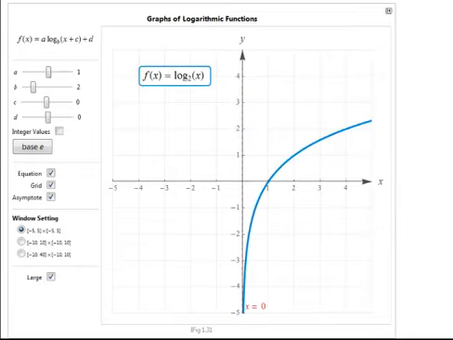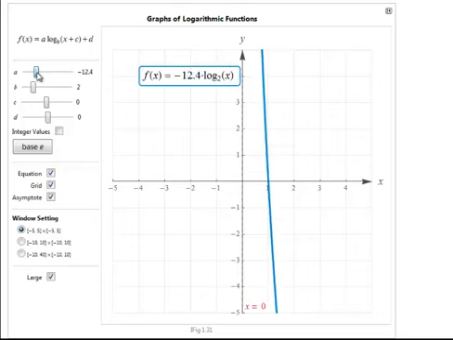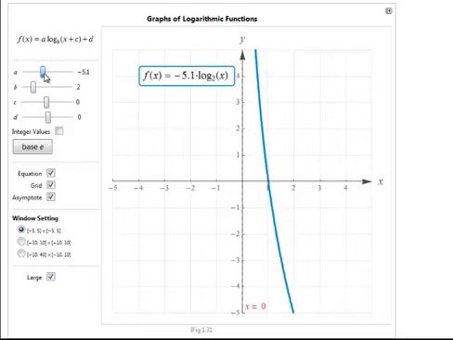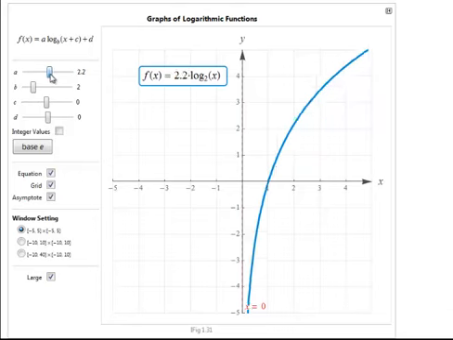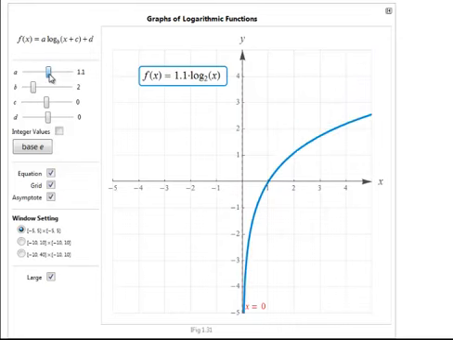This figure shows the graph and the equation of logarithmic functions with bases up to 10, including base e. The transformations of log functions may be shown by varying the sliders for a, b, c, and d.